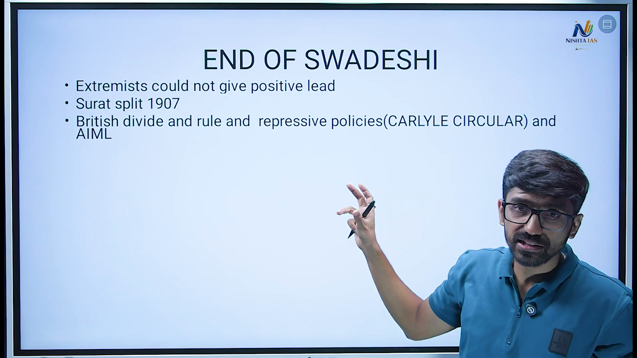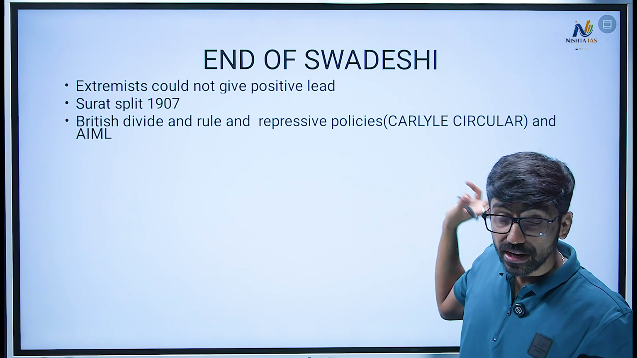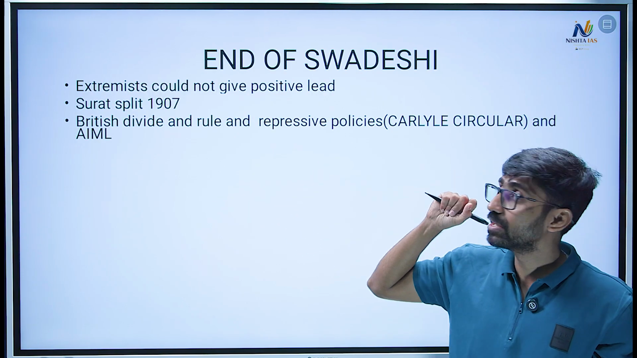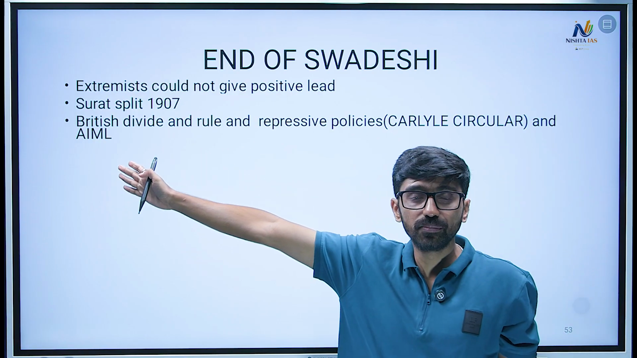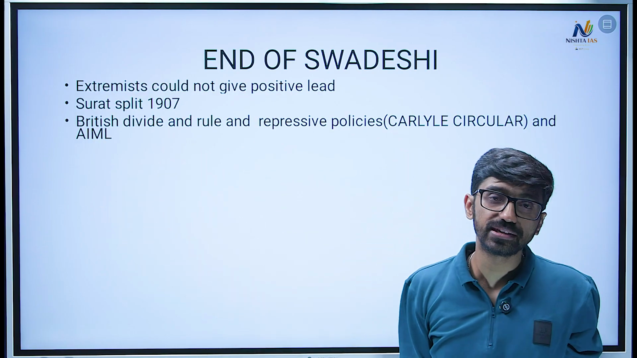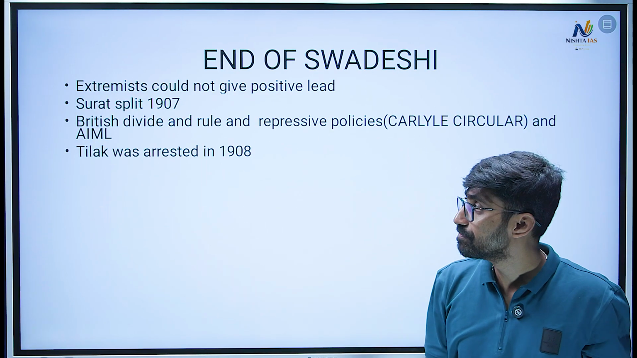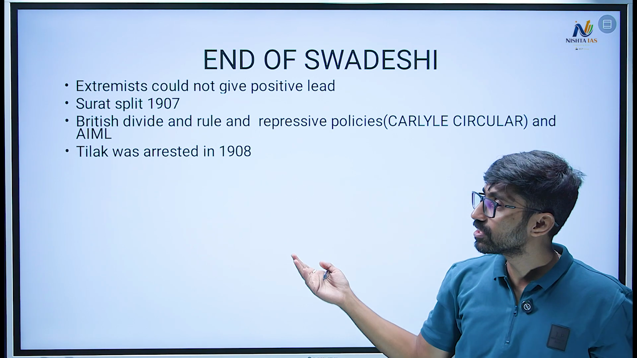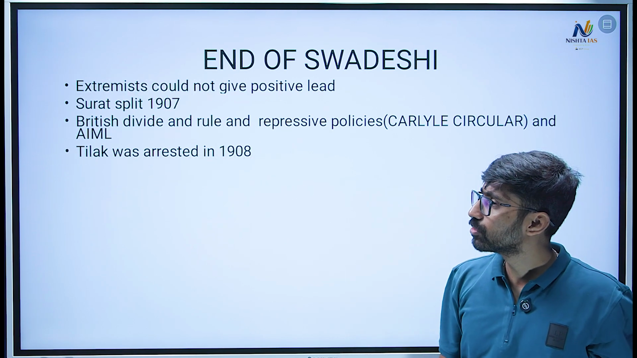British divide and rule policy, the repressive policies, especially the Carlisle Circular, which is a repressive policy, not to make students participate in the movement, and giving support to the All India Muslim League. The All India Muslim League was established in 1906 as a rival organization to INC. Then Tilak was arrested in 1908. Aurobindo Ghosh went to Pondicherry because there was a case against Aurobindo Ghosh.